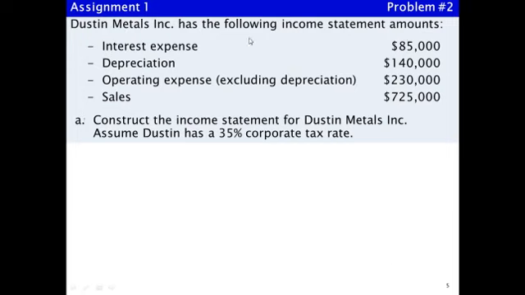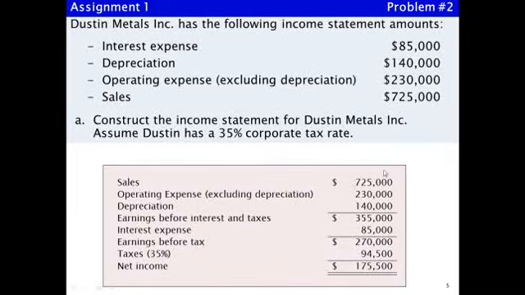Dustin Metals Incorporated has the following income statement amounts. Interest expense, $85,000, depreciation, $140,000, operating expense, which excludes depreciation, $230,000, and then sales of $725,000. Construct the income statement for Dustin Metals. We're going to assume a 35% tax rate.